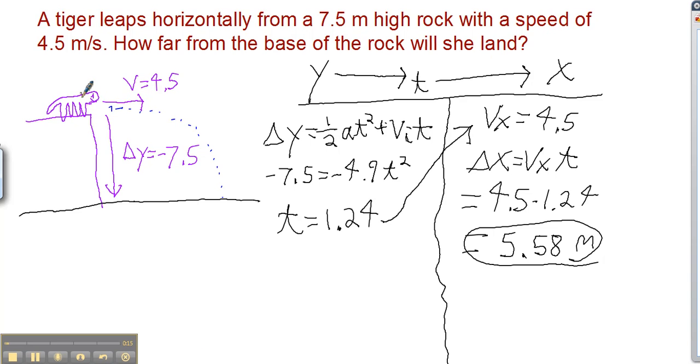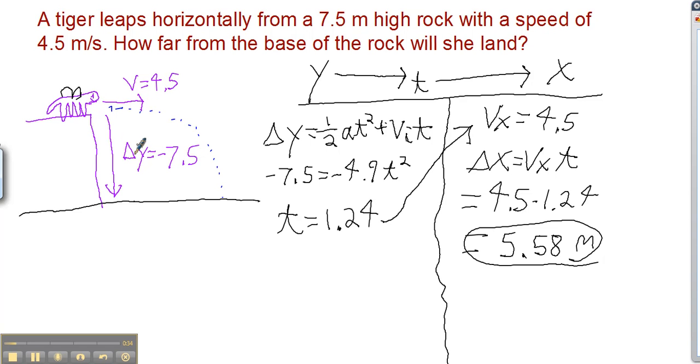So we got a little tiger here. Give her some spikes too. Well, I guess those are like wings. Maybe she's flying. Anyway, it's jumping straight out at 4.5 meters per second. So no original speed in the y direction, just jumping completely horizontal, which helps to simplify the problem.